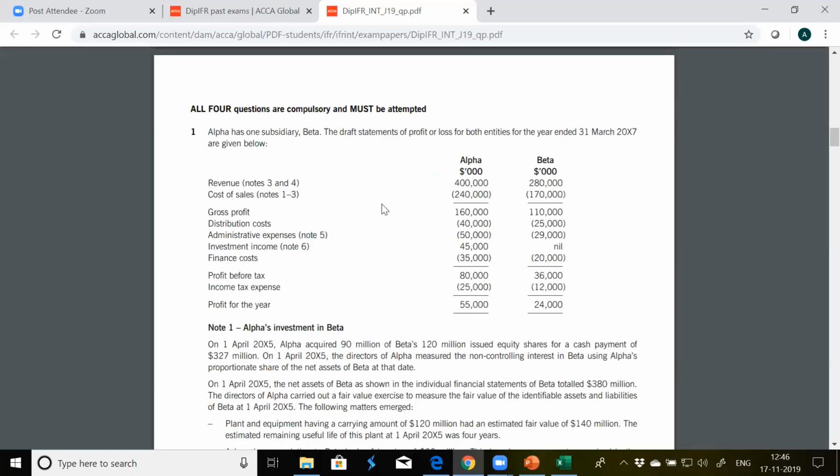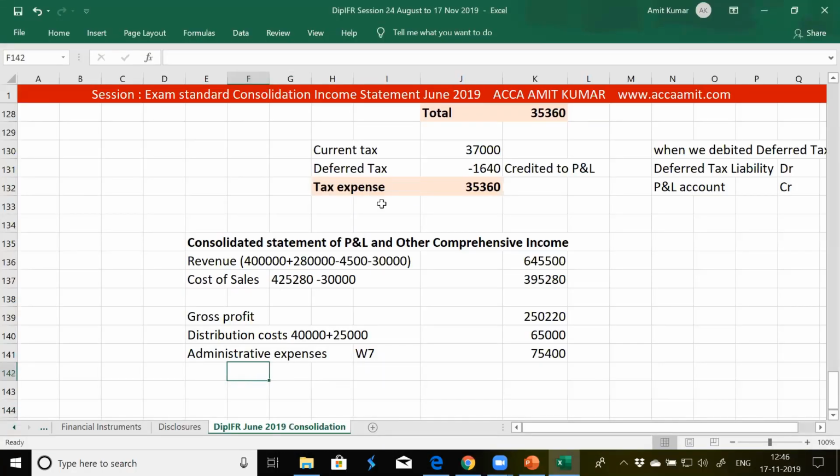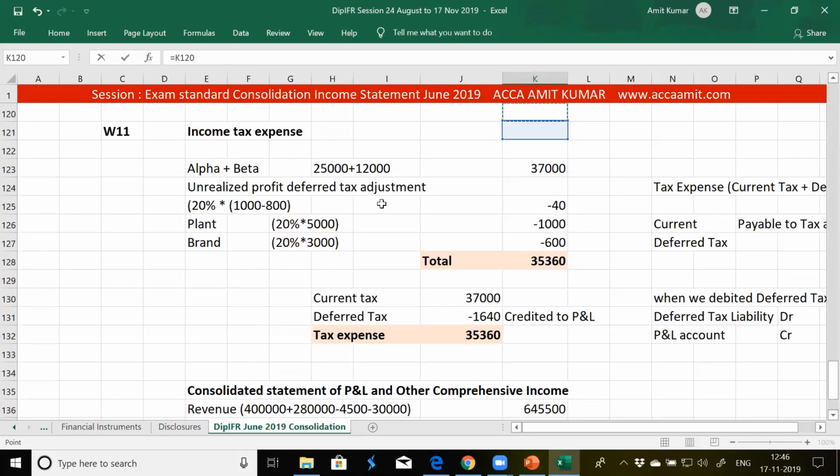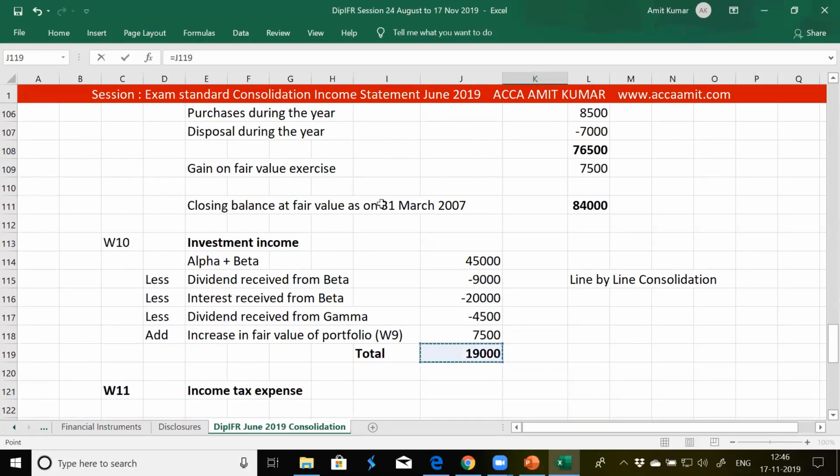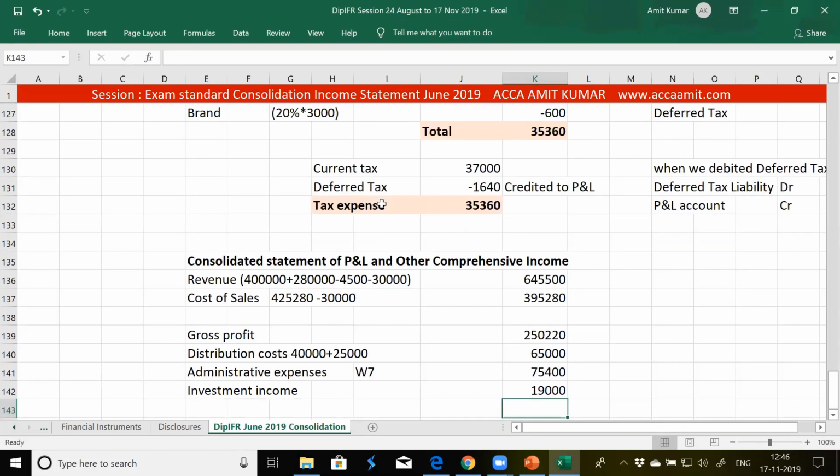Next comes investment income. Investment income also, there was a change that we removed the dividend received, the interest received, and this was in note number 10. Investment income, working note number 10.